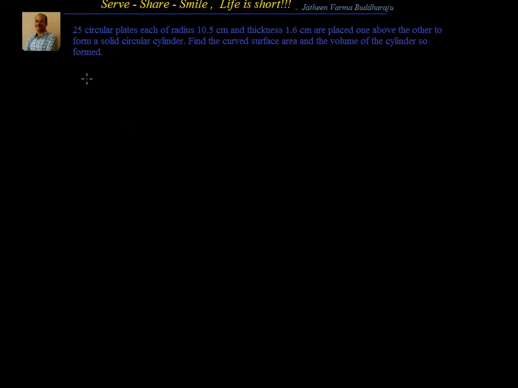Let's look at this example. We have been given 25 circular plates, each of radius 10.5 centimeter and thickness 1.6 centimeter, placed one above the other to form a solid circular cylinder. Find the curved surface area and the volume of the cylinder so formed. We know that a cylinder is a three-dimensional solid formed only when you place circles one on top of the other, then only the cylinder is formed.